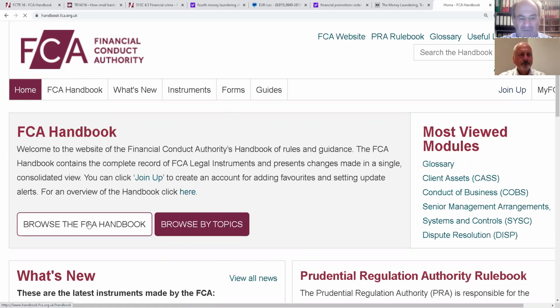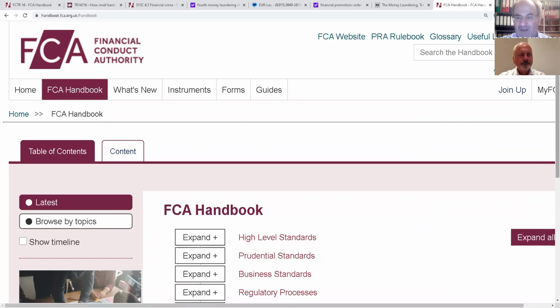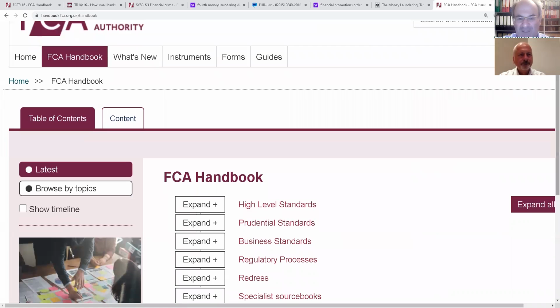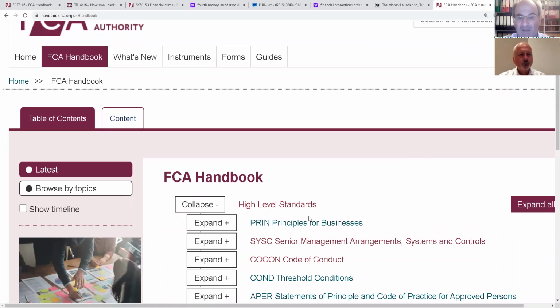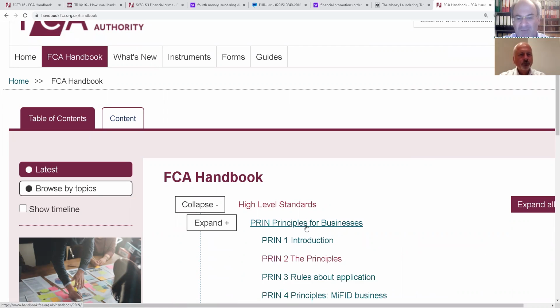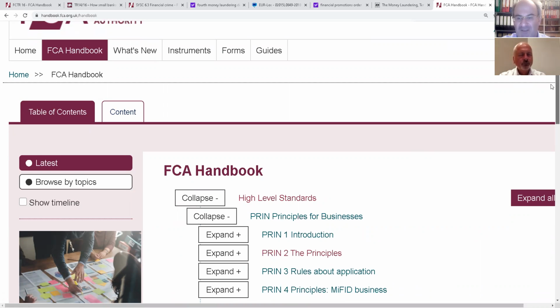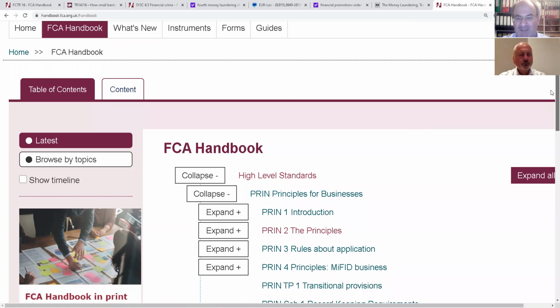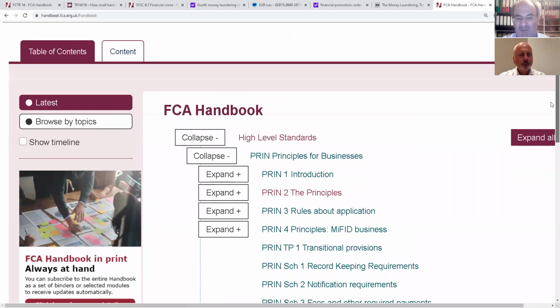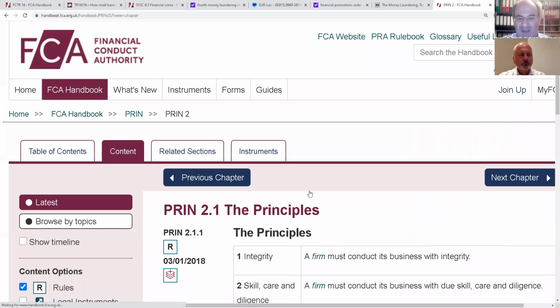In order then to find what I'm actually looking for, I start there and begin with high-level standards, always do that, and particularly begin with the principles. The FCA, when it fines people, almost invariably bases its discipline on a breach of the principles, so we should know what they have to say.